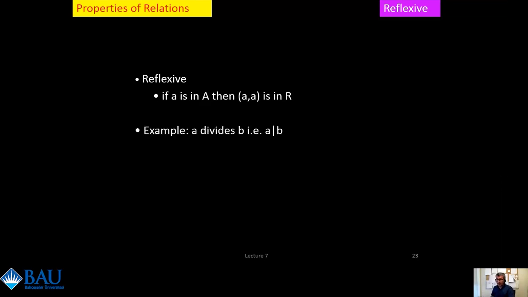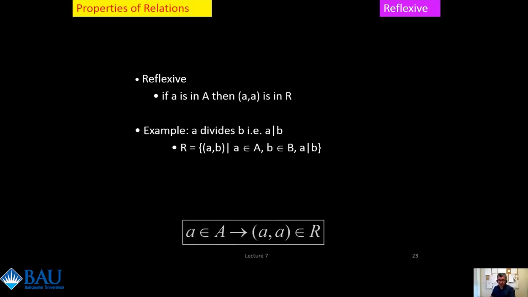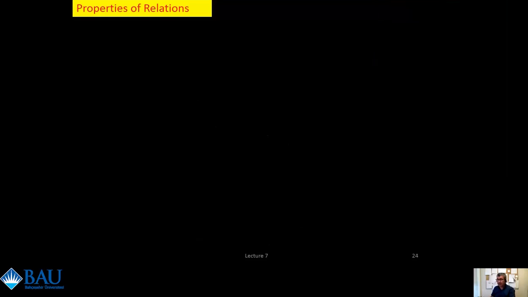This is an example for reflexive. A divides B. Any number can divide itself as well. Sorry. If A divides B, it means any number can divide itself. Therefore, that one is reflexive. It means look for any element of your set A.